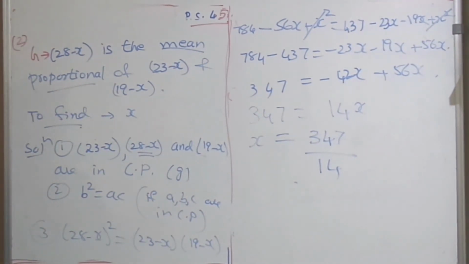Now, does any table go into this? No, this is the answer. x is 347 upon 14. It does not divide evenly, it comes in decimals. Okay. We are finished with this chapter.